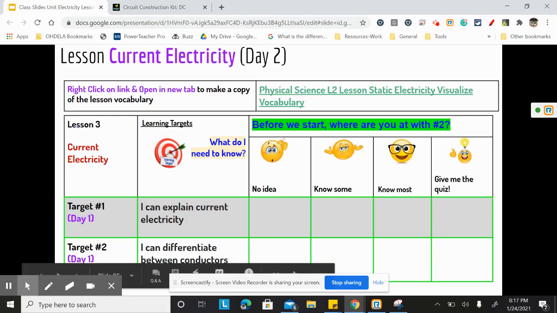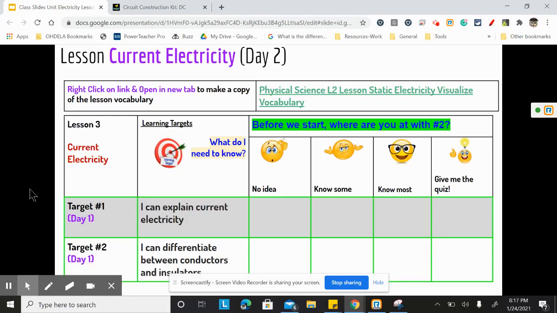This is your Learn recording for Lesson Current Electricity, the second part. We are going to take a look at reaching target number 2 with this video. I can differentiate between conductors and insulators.